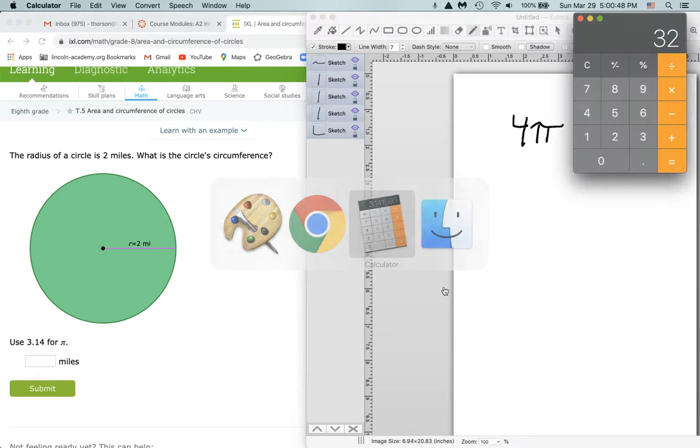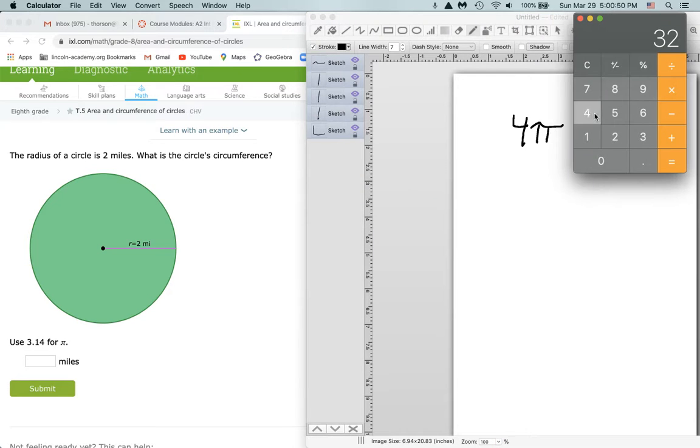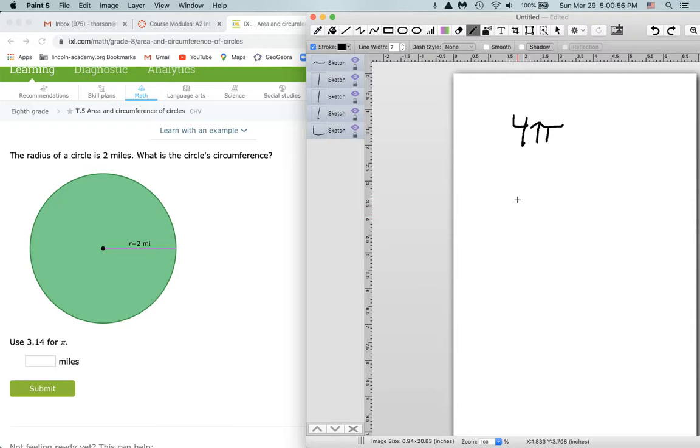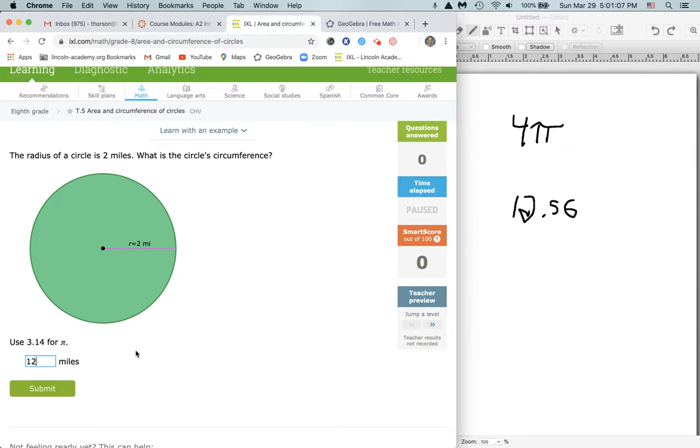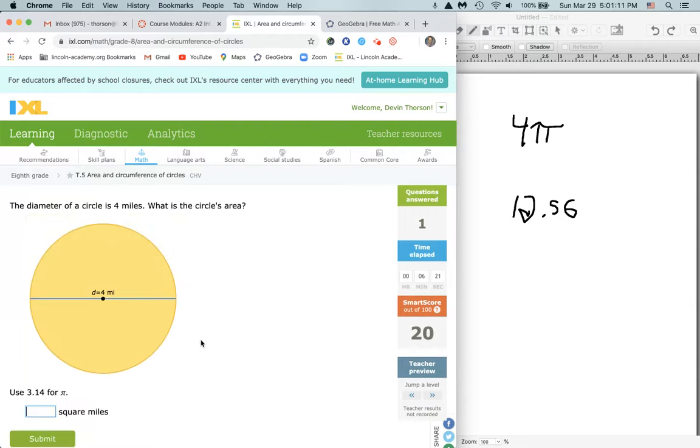So I'm going to use a calculator here, and I'm going to take 4, and I'm going to times it by 3.14, and that equals 12.56. 12.56, and I'm going to write that whole answer down. Nowhere in here does it say to round or anything like that, so I'm going to type in 12.56 and hit submit, and we get it correct.